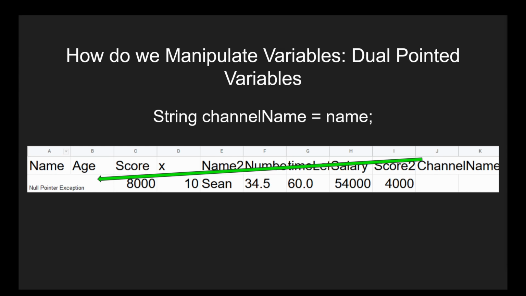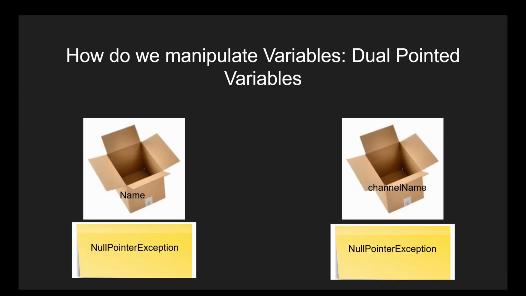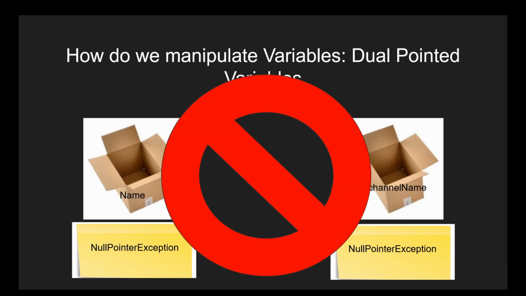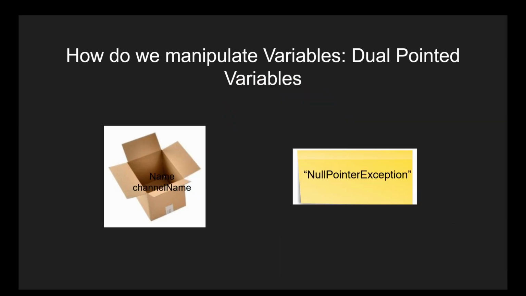Going back to our storage facility example, this would be like if instead of creating a whole new box labeled channel name and storing a sheet of paper with the words null pointer exception on it, we instead simply added another label below the name box and titled it channel name. Now we have two variables, both pointing towards the same contents, that being the string null pointer exception. We usually do this to save space in our code for things that we know are going to have the same value.